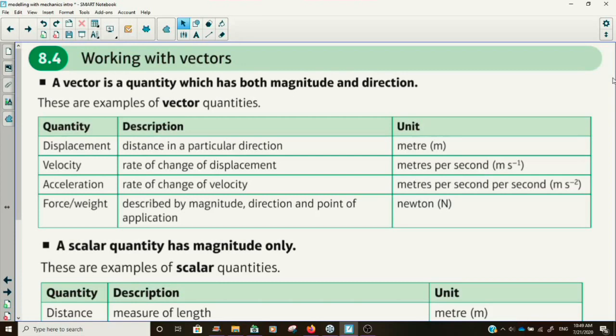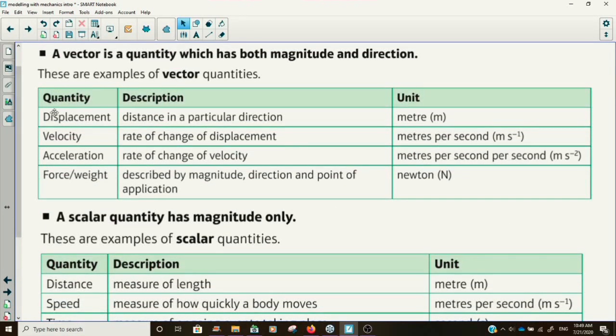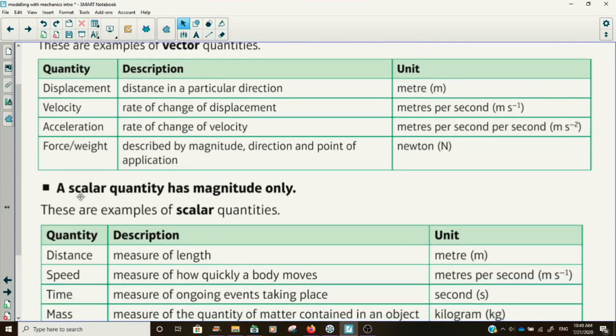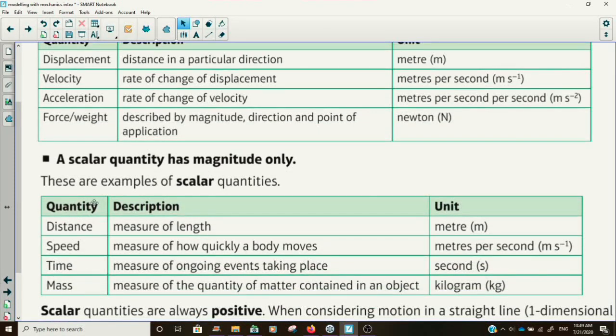In this section, we're talking about the difference between vector quantities and scalar quantities. Now, a vector quantity has both magnitude and direction, whereas a scalar quantity has only magnitude. Here you have some examples of vector quantities: displacement, velocity, acceleration, and weight. They all have magnitude and direction. A person's weight, for example, has the direction vertically downwards because that's the way it is accelerated due to gravity. Scalar quantities, on the other hand, have just a size.